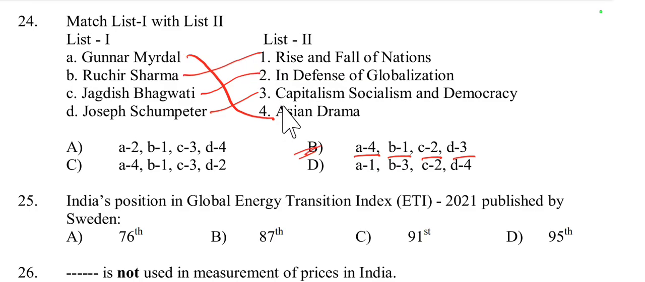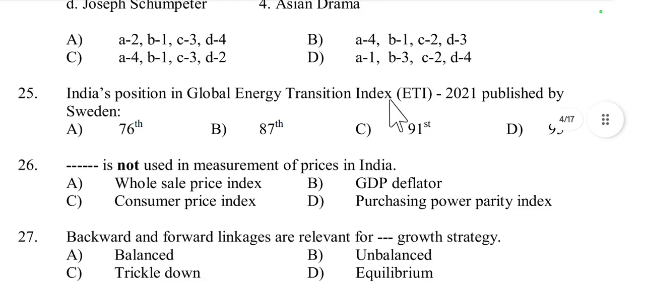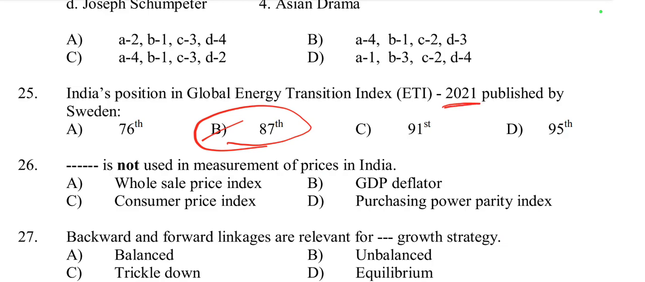Gunnar Myrdal, Asian Drama. Then Ruchir Sharma, The Rise and Fall of Nations. Jagdish Bhagwati, In Defense of Globalization. Then Joseph Schumpeter, Capitalism, Socialism and Democracy. Question number 25. India's position in the Global Energy Transition Index, ETI. The Energy Transition Index 2021, published by Sweden, in which position is India? It is 76, 87, 91 or 95. It is 87th rank in 2021, 87th in the Energy Transition Index.